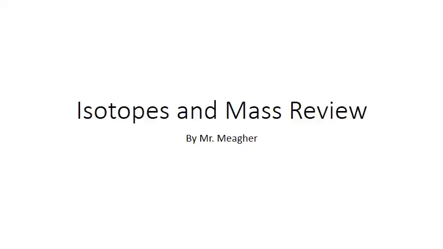All right, this is a quick review of isotopes and mass. We're going to go over a couple basic things really quick and do a couple practice problems that you often see in chemistry when talking about these topics. So the first thing you want to think about is the different symbols that are used to represent mass.